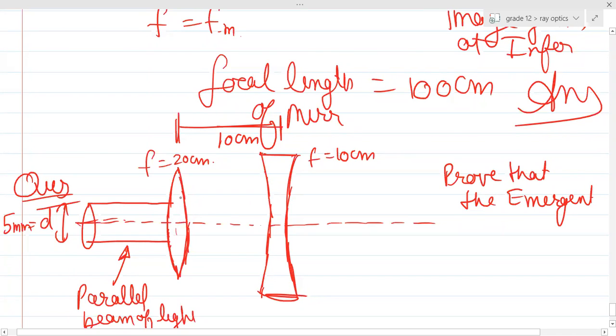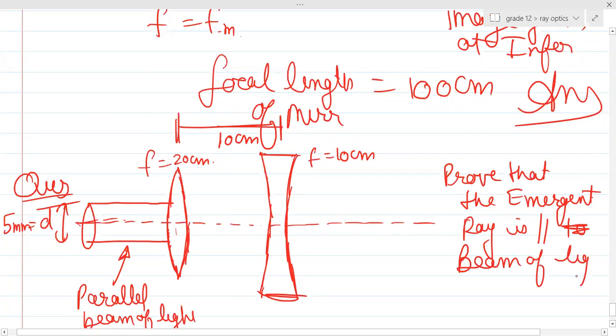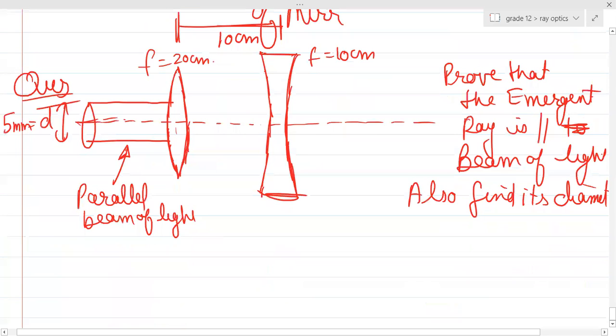So this convex lens will try to converge light rays, but when they fall on this particular lens, it will diverge the light rays, right? So the question is, prove that the emergent ray is a parallel beam of light, and also find its diameter. Try to do this question.